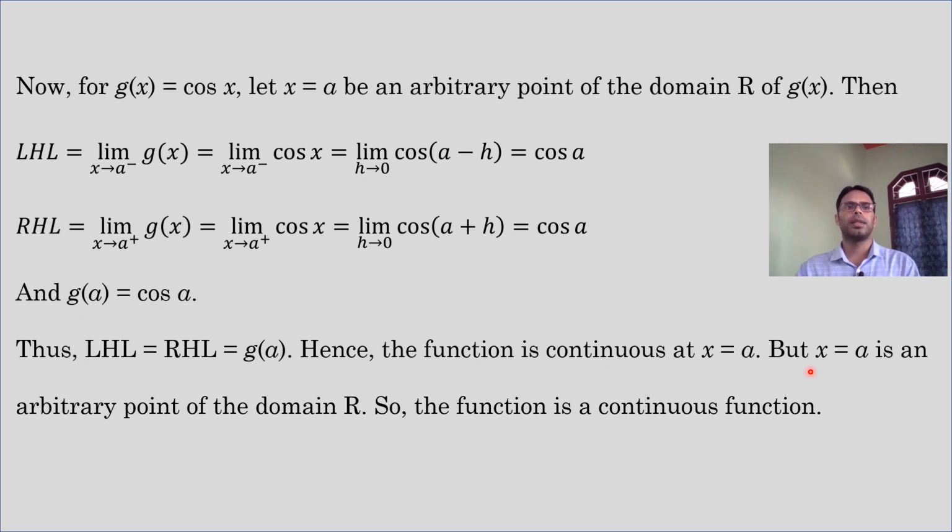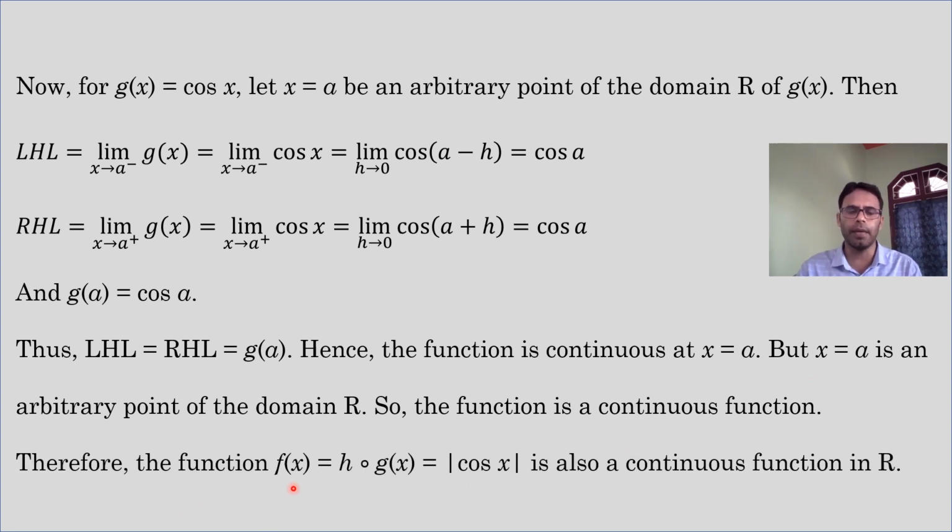So now you see the first function h(x) is continuous in R, and the function g(x) is also continuous in R. Therefore, by that theorem, g o h is also continuous in the domain R. So we write that line. Therefore, the function f(x) equal to (g o h)(x) equal to mod of cos x is also a continuous function. Okay, so that completes the solution of the question.